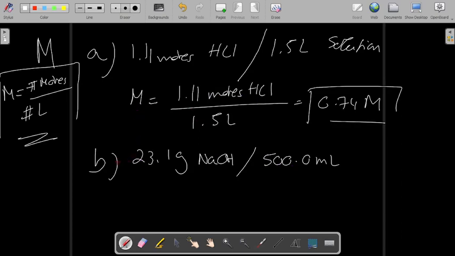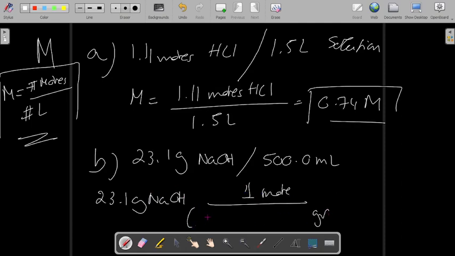So I'm going to try to find how many moles I have in the 23.1 grams. I'm going to do it directly. 23.1 grams of sodium hydroxide. I know that in 1 mole, I'll have the same amount of grams if I add the AMUs for each one of those atoms. Go to the periodic table and find sodium, oxygen, and hydrogen and add them up.